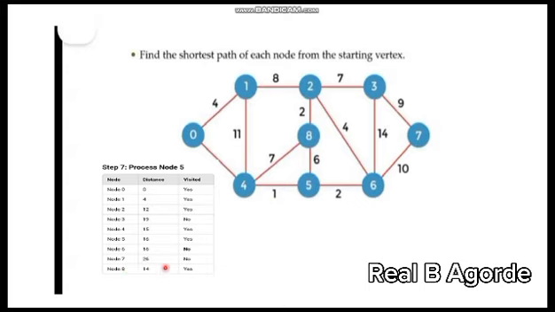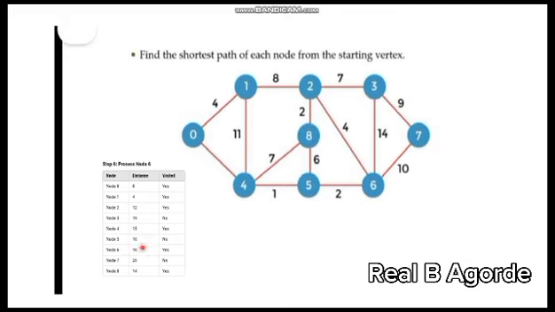Now we process node 6, which has the shortest distance of 16. From node 6, we can reach node 7 with a weight of 10, updating the distance to node 7 as 26. However, no update for node 3 as its distance is already smaller.